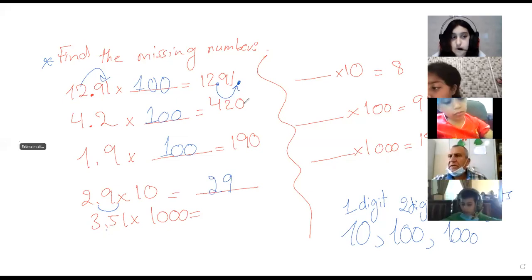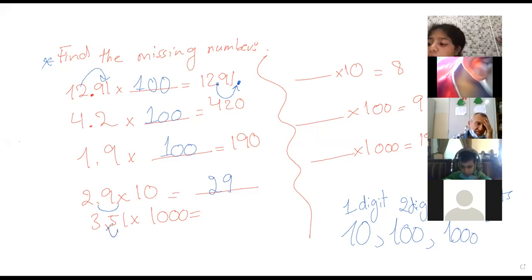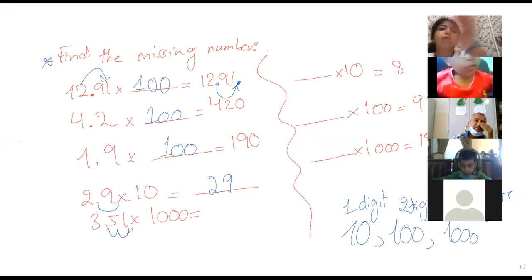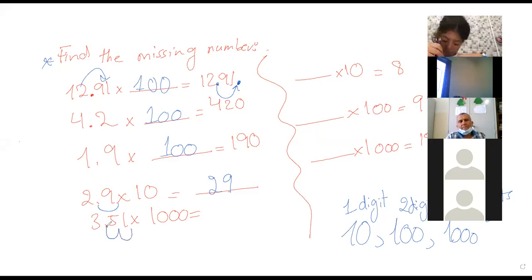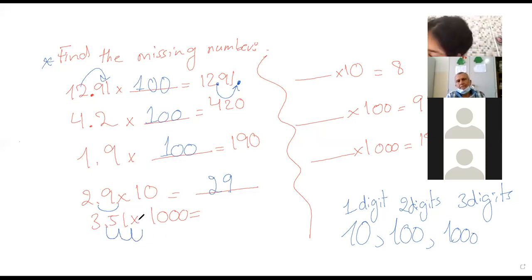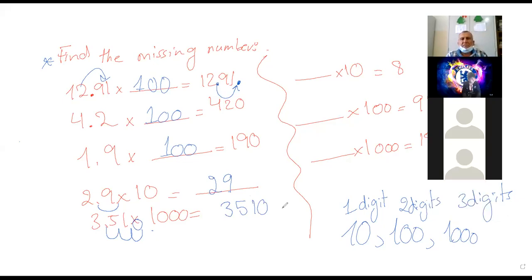It will be 351.0. You should move it three digits, not just two. We should count the three digits: 1, 2. Where's the three? We have to put a zero. Then the point. So the answer will be 3,510.0. We can remove it, no need. So 3,510. You should count the three digits, not just two. We add a zero, and they will be three. Okay.